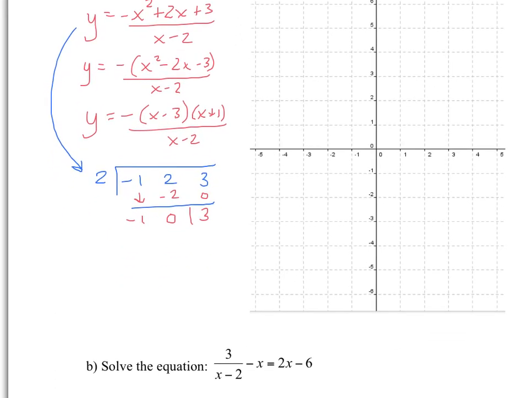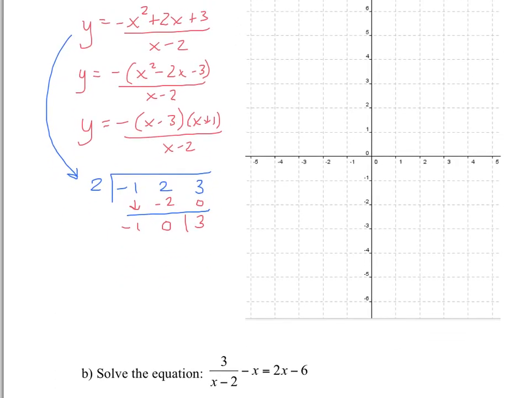Okay, so what this does is we're going to write the equation here. y equals -x plus 0, and then plus 3 divided by x minus 2. So that's your remainder. It's still divided by x minus 2. Okay, so just to make sure, therefore, y equals -x. So this part right here is the oblique asymptote.